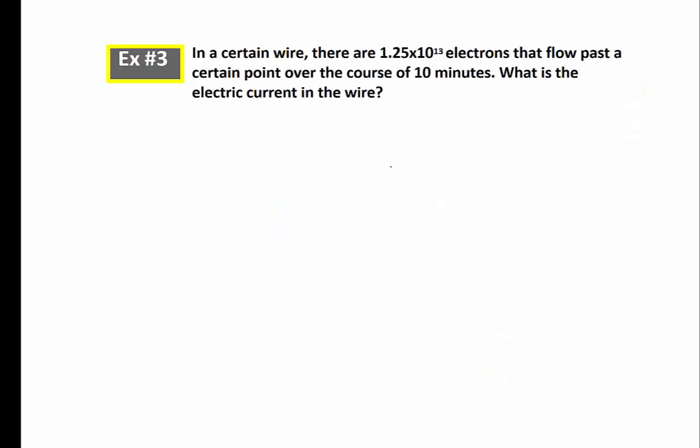All right, so here's just a little quantitative example. In a certain wire, there are 1.25 times 10 to the 13th electrons that flow past a certain point over the course of 10 minutes. What is the electric current in the wire? We're solving for I. So we've got current. It's going to be the rate of flow of charge. To figure out what my charge is, I'm charged in coulombs. Electrons are not a unit of coulombs, but electrons carry a charge.